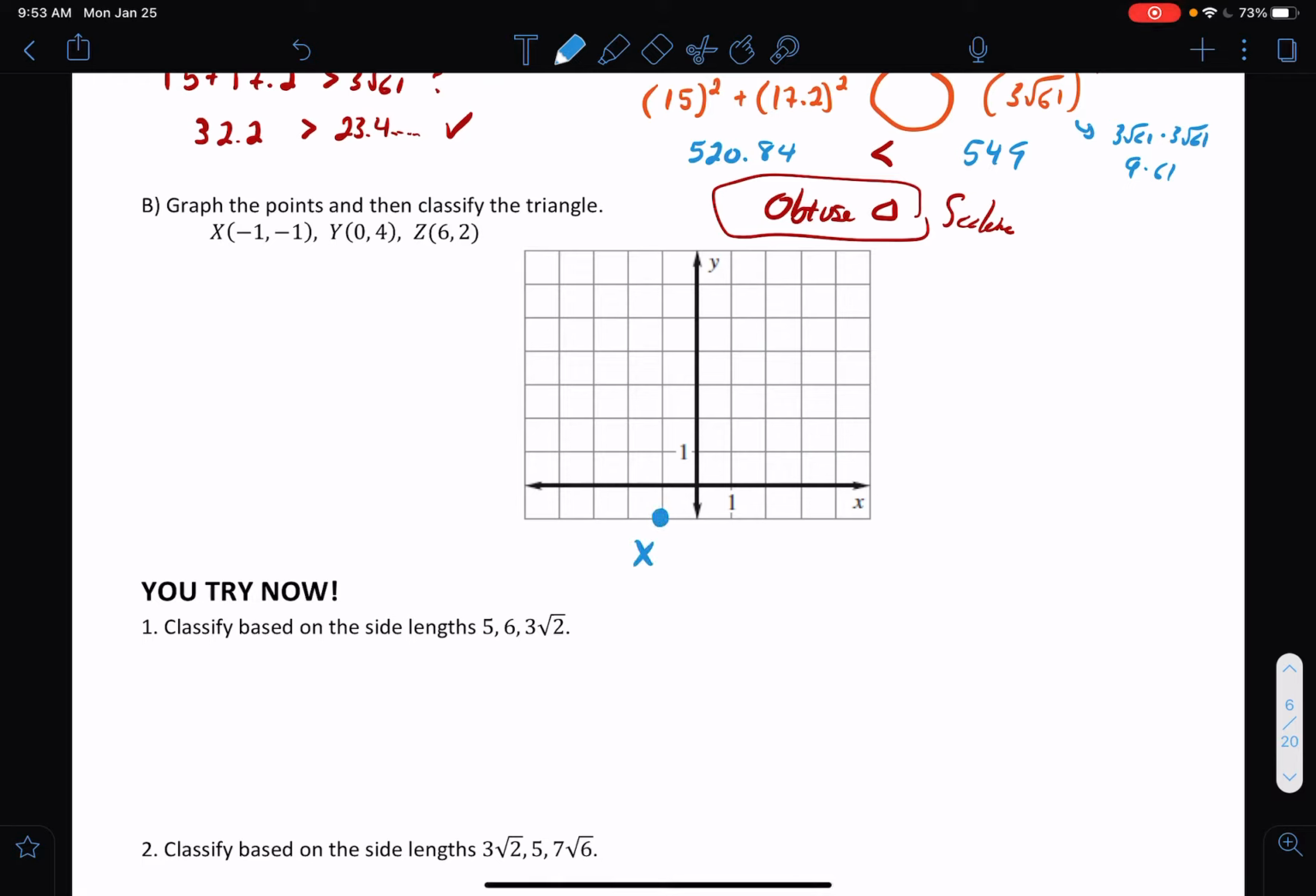We got X at -1, -1, Y at 0, 4, and Z is at 6, 2. It is off the graph by 1, but we can still work with that. So I'm going to connect the dots. You can clearly see that we have a triangle here, so I don't need to use the triangle inequality theorem. But in order to classify the triangle using its sides, I need to find out what the side lengths are.